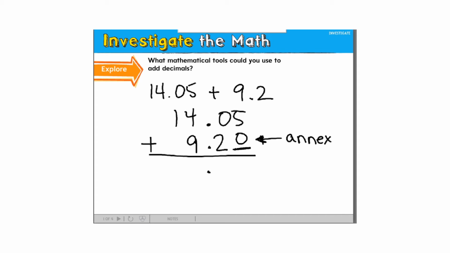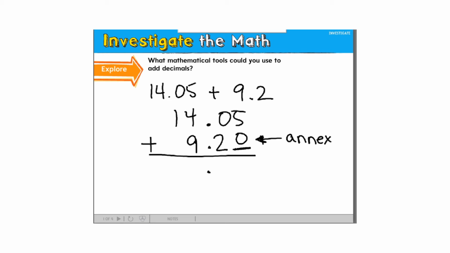Here's why we annexed a 0. Basically, it's just a placeholder. It doesn't change the value of the number, right? We know that 9 and 2/10 is the same as 9 and 20/100 because that 0, we don't really need it there, but the reason it's there is to hold the place. So now when we're adding, we're not adding 5 with a nothing. We're adding 5 with a 0, which is a number, right? 5 with nothing kind of makes it confusing. So instead, we annex a 0 there before we do our adding.